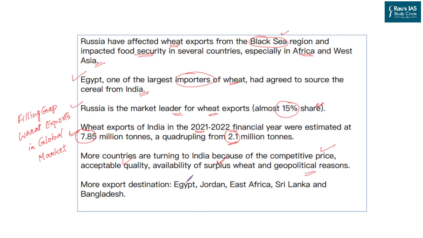That is the reason why countries like Egypt, Jordan, East African nations, Sri Lanka, and even our neighbor Bangladesh have shifted their support towards the wheat produced in India. Now, as far as the way forward is concerned, India should try to leverage this and export more wheat in order to capture the market in the future as well.